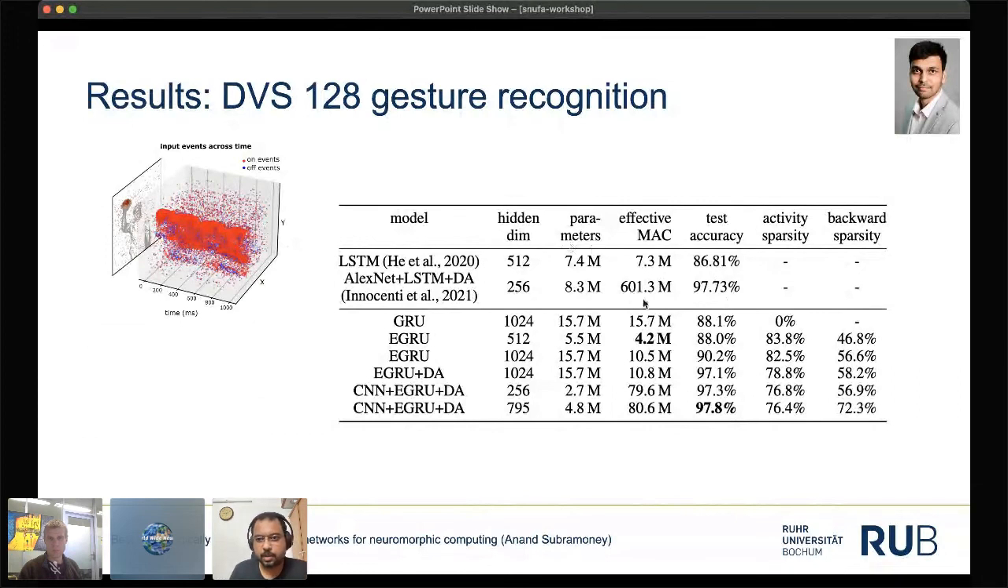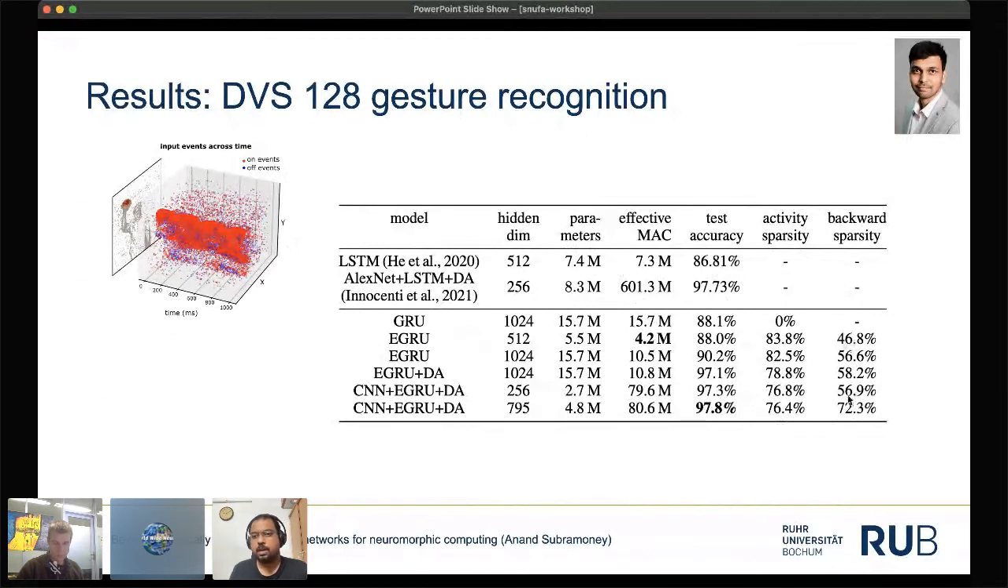There are a couple of ways that we measure efficiency. One is activity sparsity, where we look at how many units are active on average. As you can see, our EGRU model is quite sparse. We get something between 76 to 83% activity sparsity, and this is for the forward pass. We can also look at the backward pass sparsity. Depending upon the architecture, it's usually less than the forward pass sparsity, but it varies from about 46 to 72%.